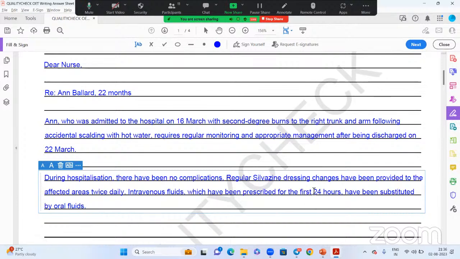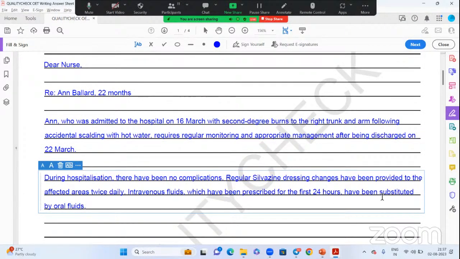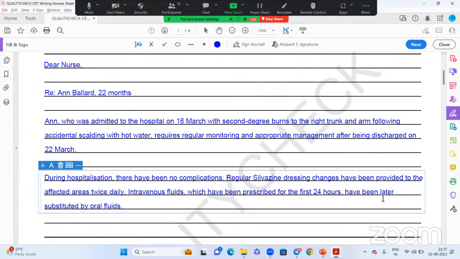Like that also you can write. This 24 hours you can write here or you can write here, no problem. If you write for the first 24 hours here, but here after the first 24 hours, anyway it's okay. Have been later means after 24 hours. Intravenous fluids, which have been prescribed for the first 24 hours, have been later substituted by oral fluids. See how we are modifying the sentence.